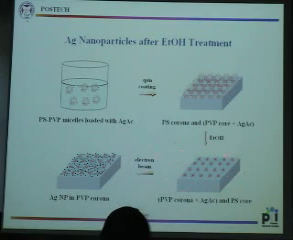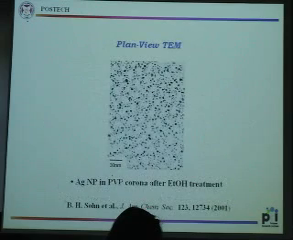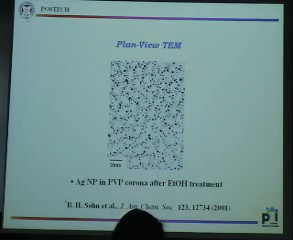Then we can reduce them by the light or the electron beam, and we can produce silver nanoparticles in the continuous matrix. That means we can change the location of the silver nanoparticles. We analyzed that by the TEM again. Now you can see the silver nanoparticles in the continuous matrix. That means we were able to change the silver nanoparticles from the isolated phase to the continuous phase.